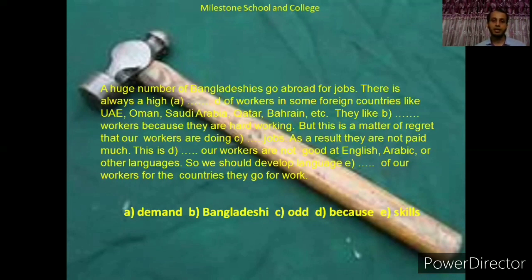I discussed in our previous question answer why our workers engage themselves in doing any odd job. As a result, they are not paid much. This is because our workers are not good at English, Arabic, or other languages. So we should develop language. Number E will be language skills.